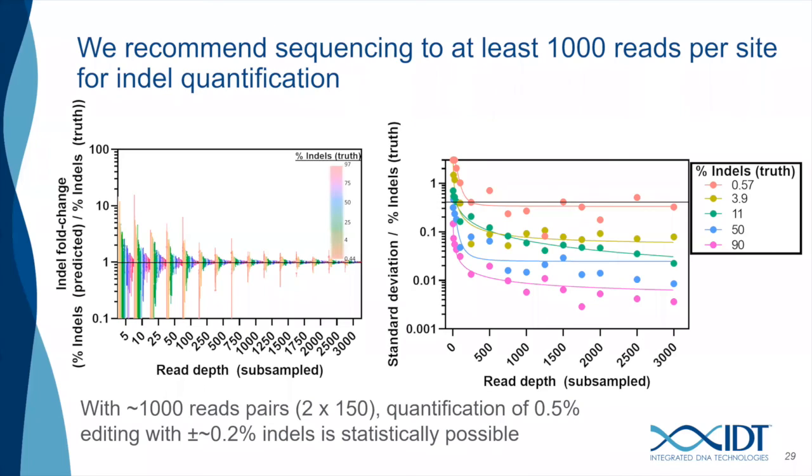Here we looked at a panel of 91 targets that were edited under variable experimental conditions and quantified editing with the reads generated with our CRISPR analysis tool, and subsampled the reads of each target in triplicate, and then calculated the deviation of indels quantified with the subsampled reads against when all reads were used.